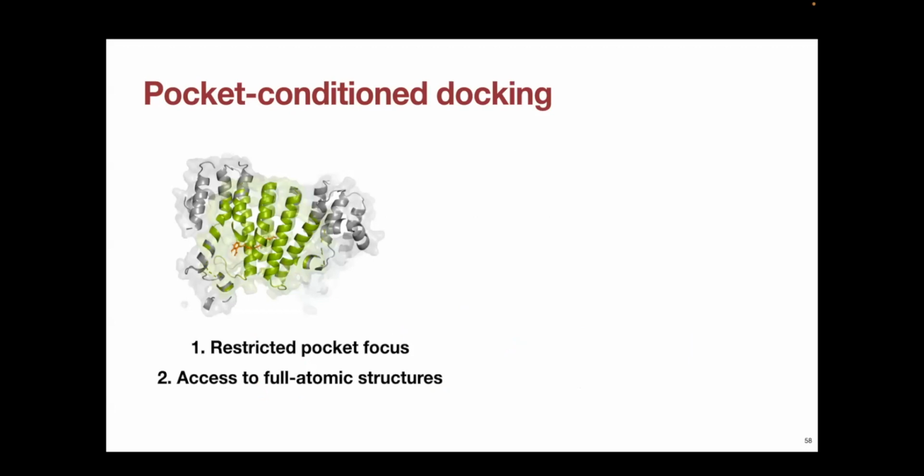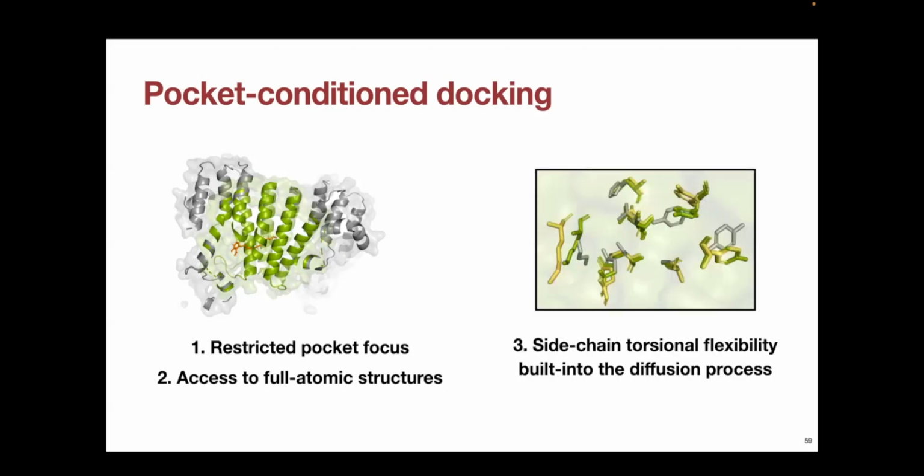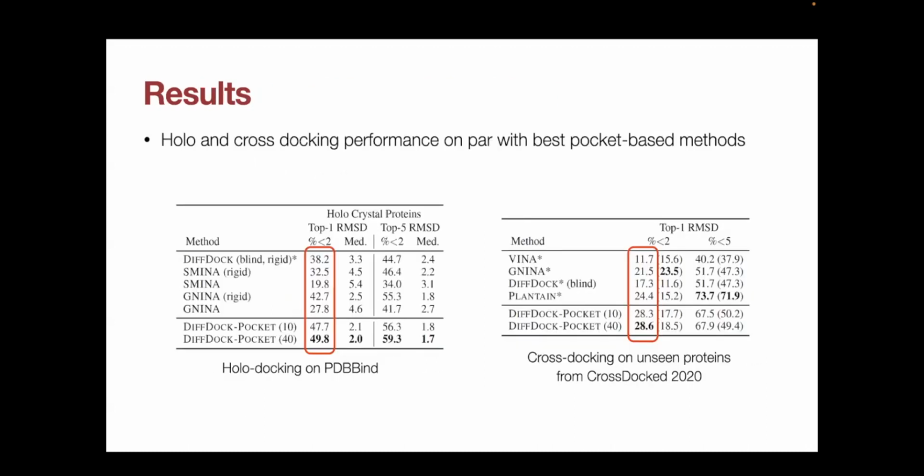So what we do here is we make a few changes to have this pocket conditioning, where we restrict the focus to the pocket and we give the model access to the full atomic coordinates. And then we also add side chain torsional flexibility built directly into the diffusion process.